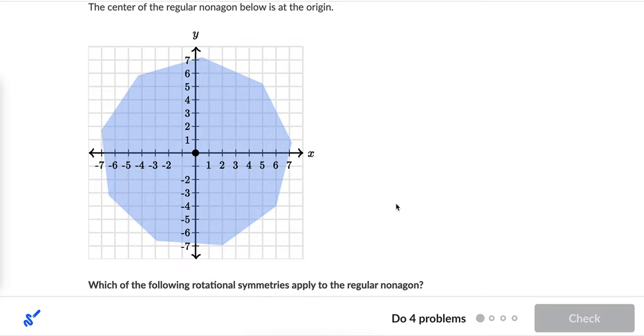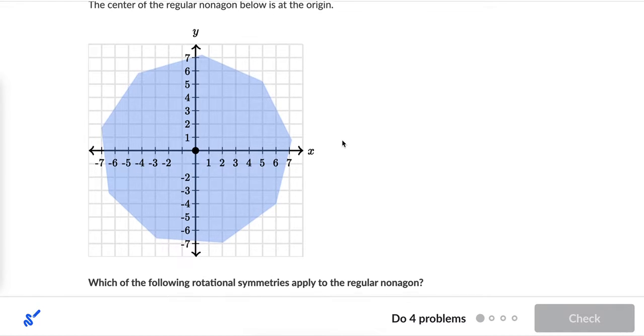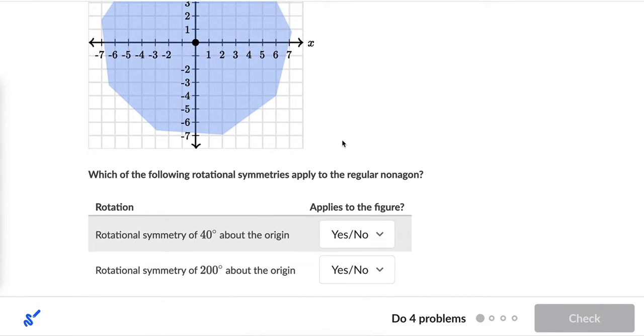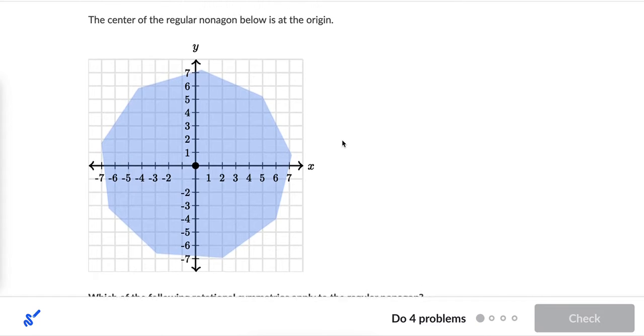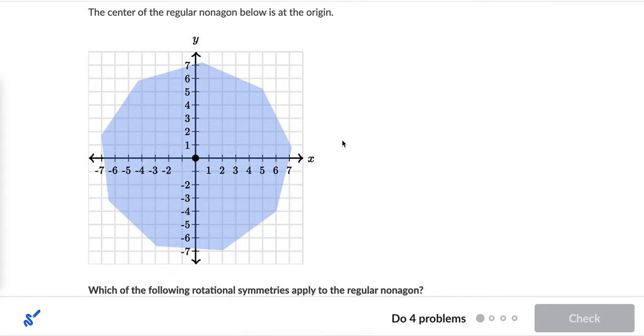The idea of rotational symmetry is that following the rotation, does the shape map onto itself? Right? So the idea that the shape actually maps onto itself, we're being asked here, in this example, about rotation of 40 degrees about the origin, or rotation of 200 degrees about the origin. Well, let's find out with this nonagon here, we're talking about a 9-sided shape. So we've actually got 9 parts of it, which is probably where the 40 and the 200 play in. Let us, first of all, just do that quick calculation, right?